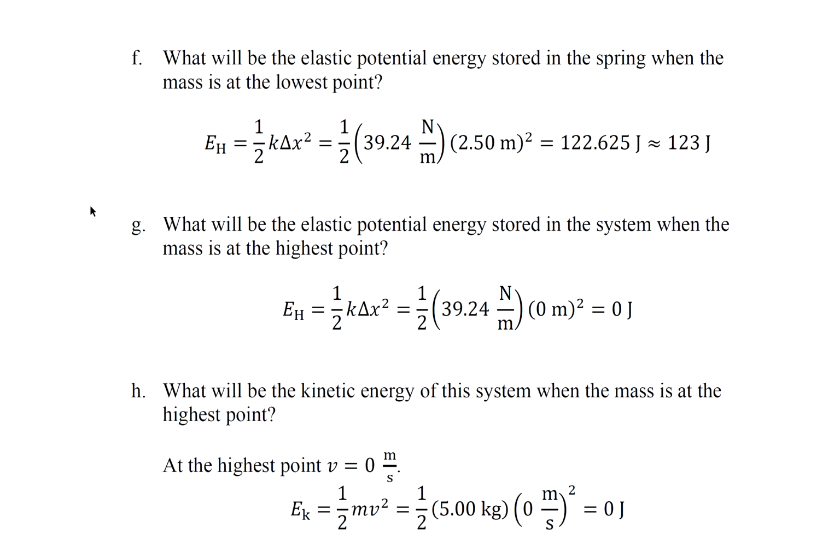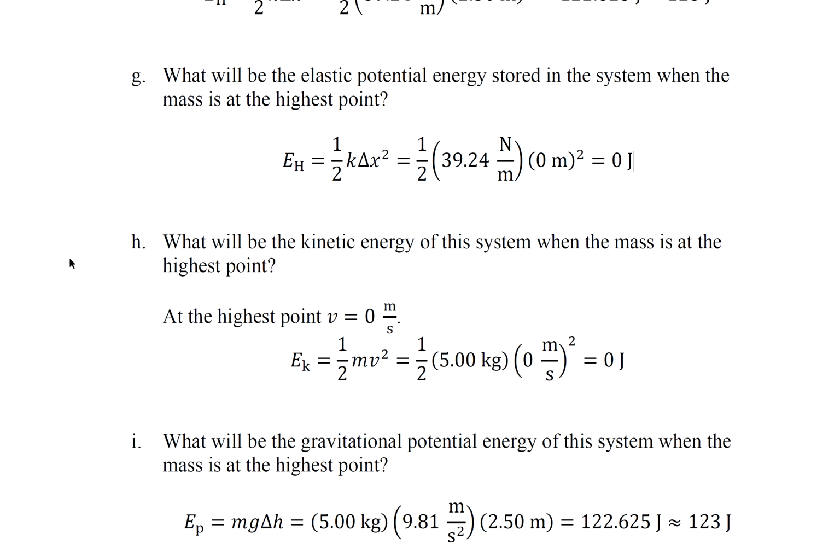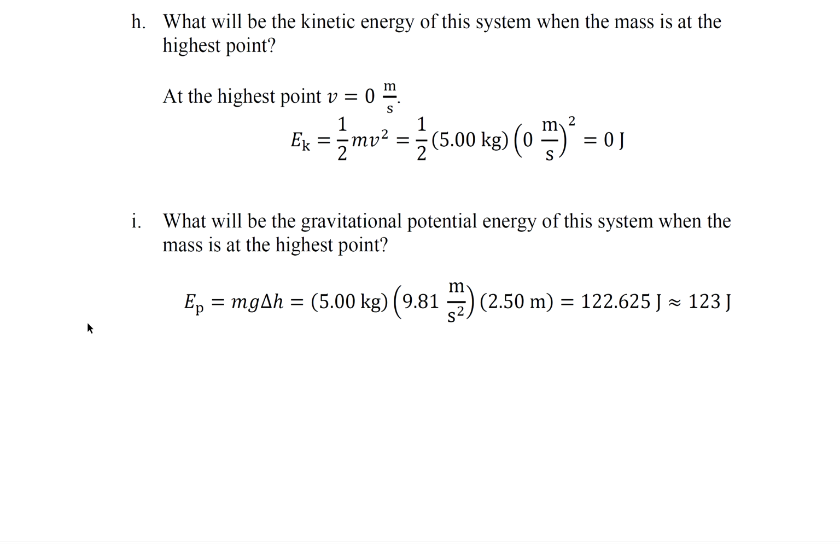Part G, what would be the elastic potential energy stored in the system when the mass is at the highest point? We have 0 joules. Part H, what would be the kinetic energy of the system when the mass is at the highest point? At the highest point, V is equal to 0. Part I, what will be the GPE of the system when the mass is at the highest point? Here we go. 123 joules.